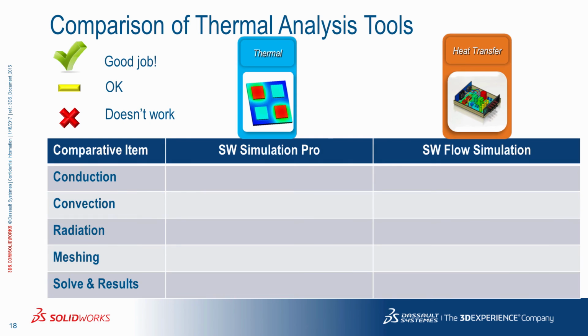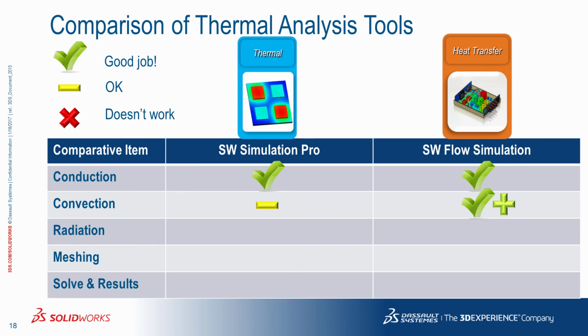And finishing this up, let's do a comparison of the thermal analysis tools to answer our question. So let's take a look at the thermal module in SOLIDWORKS Simulation Professional, and then the heat transfer capabilities in the SOLIDWORKS Flow Simulation software. So I'm going to do this on a 3-point scale: a green check mark for a good job, a yellow dash that does an okay job, and a red X where it doesn't work at all. So for conduction, I give them both an equal green mark because they equally do a good job with conduction.